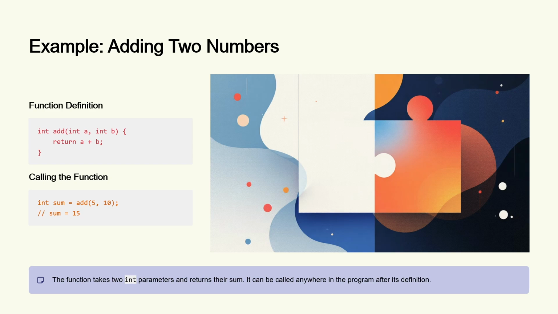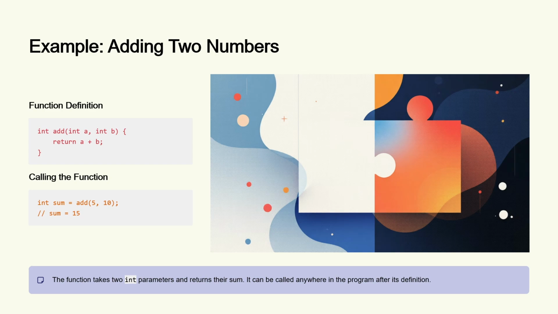Now let us understand this with a simple example. Here we have written a function to add two numbers. The name of the function is given as add and the return type is given as int. This function add takes two integer parameters a and b, performs addition, and returns the result. The keyword int before the function name specifies that the function returns an integer value.